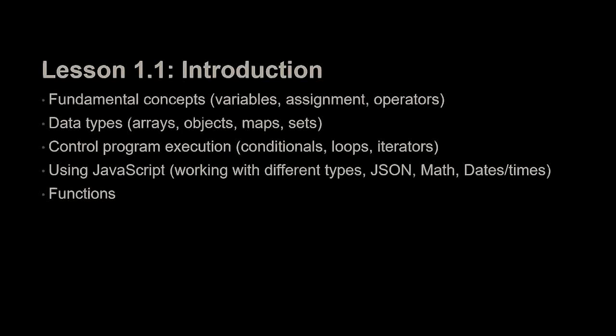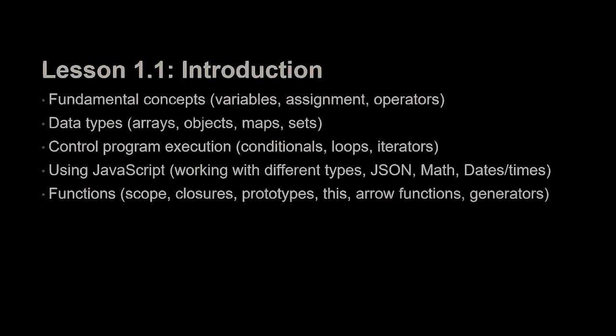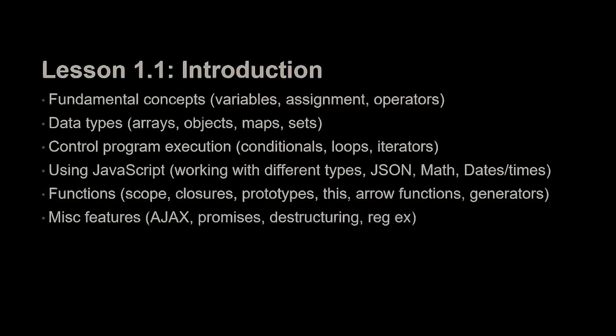We'll look at some essential function concepts like scope, closures, prototypes, and the this keyword, and we'll see how to work with different types of functions, including arrow functions and generator functions. In section 7, we'll look at a collection of different but widely used features of the language, like Ajax, promises, destructuring assignment, regular expressions, and classes.